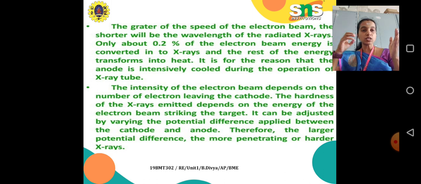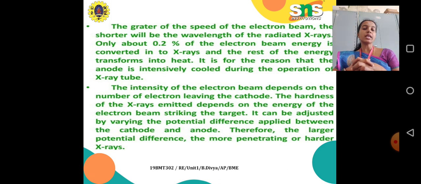It is for this reason that the anode is intensively cooled during the operation of the X-ray tube. The anode is continuously kept cool by the cooling water. That is why the percentage of conversion into X-rays is very minimal.